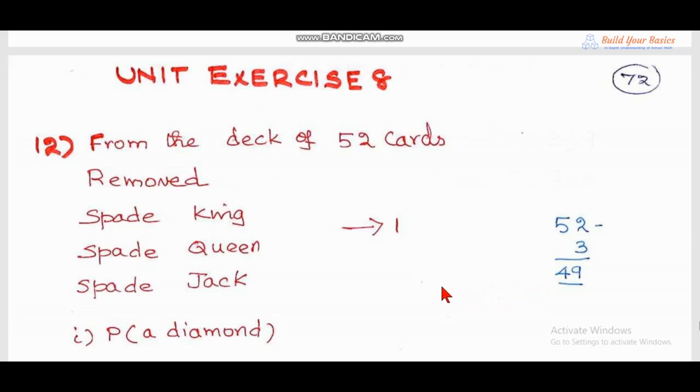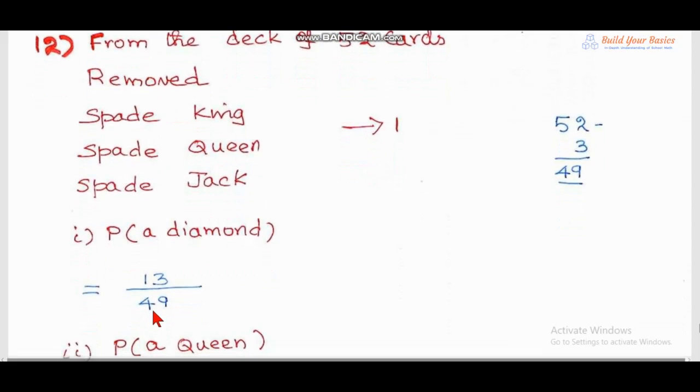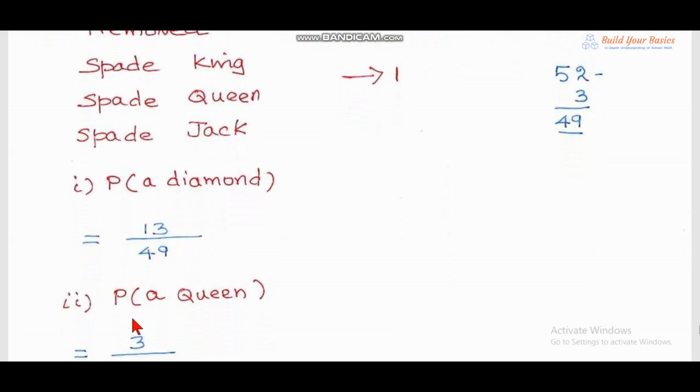Out of these 49 cards, one card is drawn at random. You have to find the probability that the drawn card is a diamond. Now how many cards are there? 49 cards. Originally 52, 3 cards removed. How many diamond cards? All the 13 diamond cards will be there. No diamond card was removed. So 13 by 49.